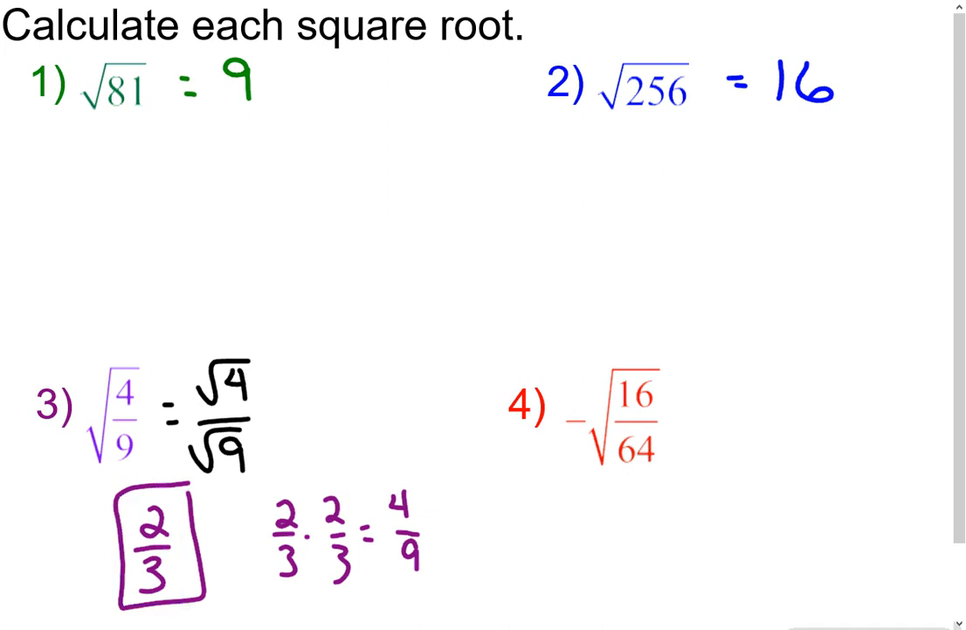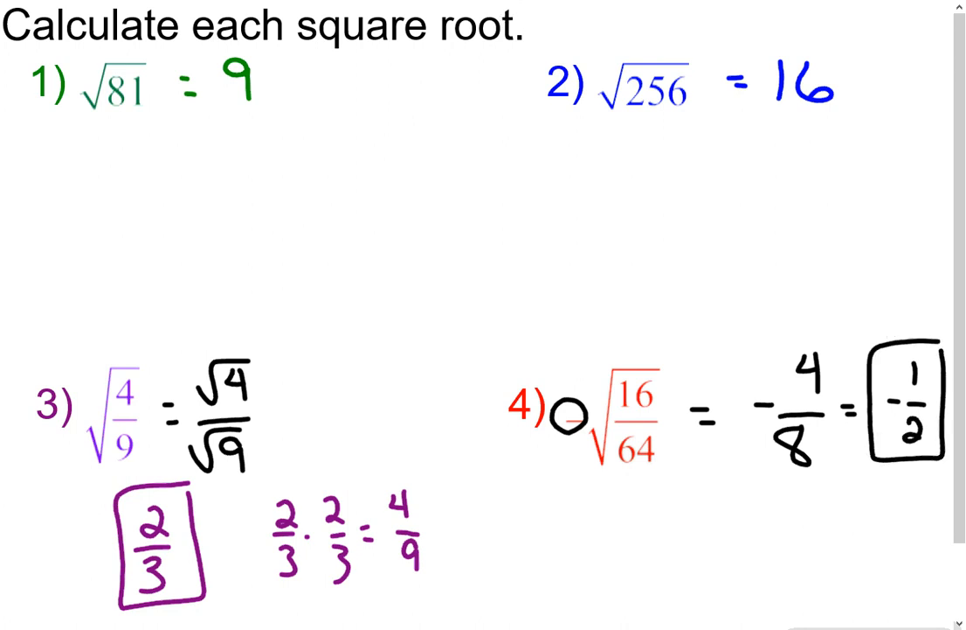Now we have the negative square root of 16 over 64. I know my answer has to be negative because there's this negative out in front. And then I just look at it like I did in the previous one. What's the square root of 16? Square root of 16 is 4. Square root of 64 is 8. Now I look at that though and I go, I can simplify that fraction. That fraction is going to simplify to negative 1/2. And there is my answer.